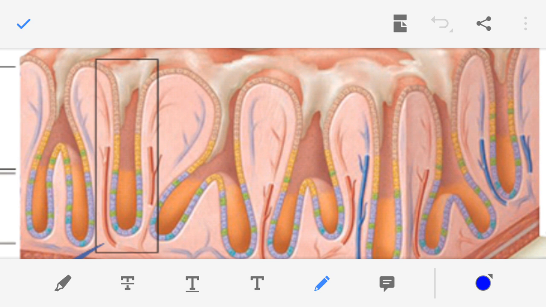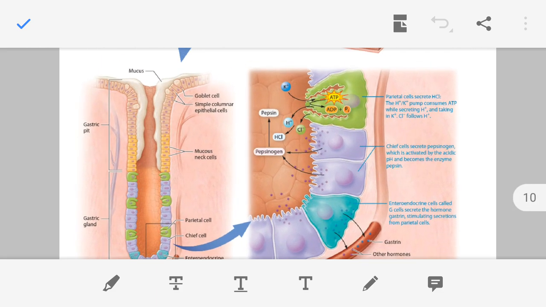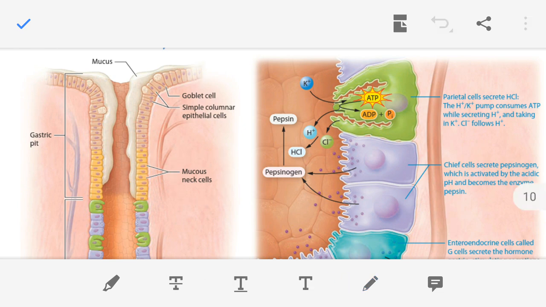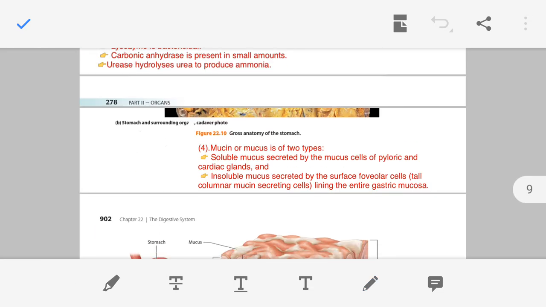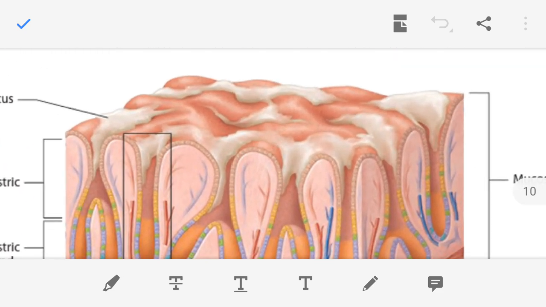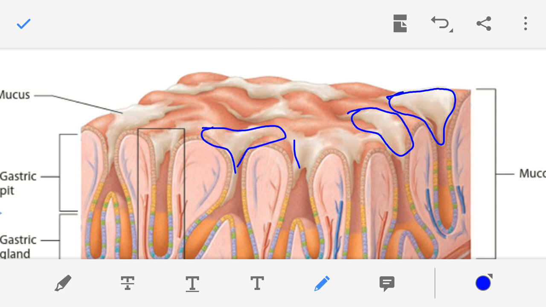And this yellow color cell also secretes mucus, but it is present in the neck region, so it is known as mucus neck cell. So here these are the surface mucus cells, and this yellow color cell is the mucus neck cell. So now we are discussing the mucus. Before I explain the mucus, you observe this mucus. This is the mucus, this one is the mucus. Here also mucus. So this is the mucus they are showing.